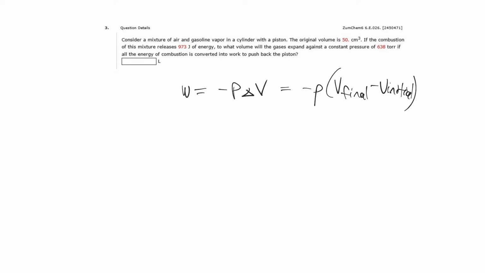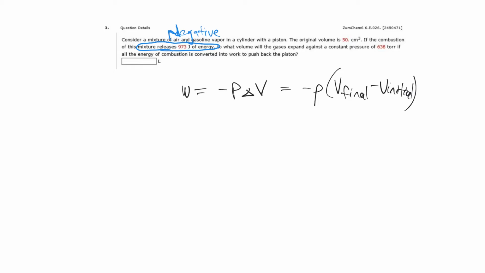If we read this question carefully, it says the molecules that are reacting release 973 joules of energy. That would be a negative sign. When we're considering work done by the reacting molecules, we'll give a negative sign to that 973 joules.